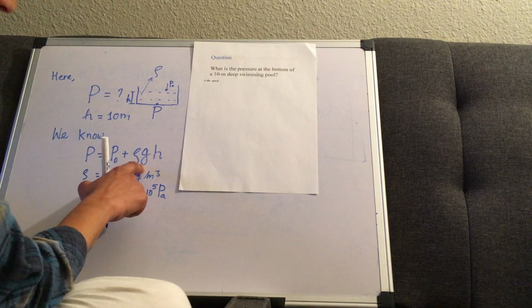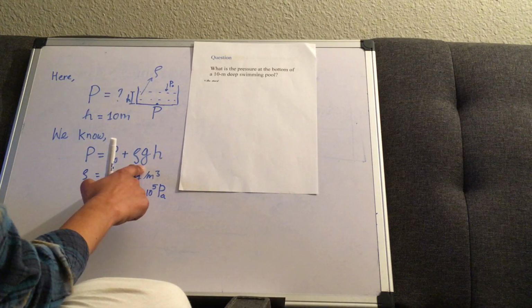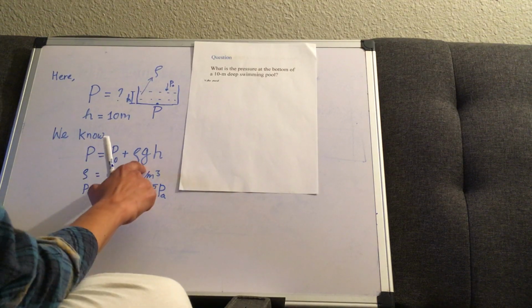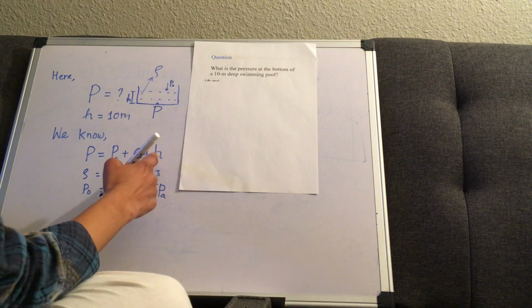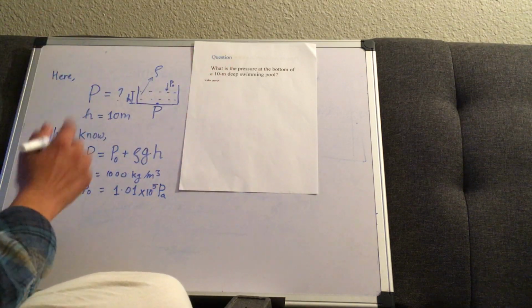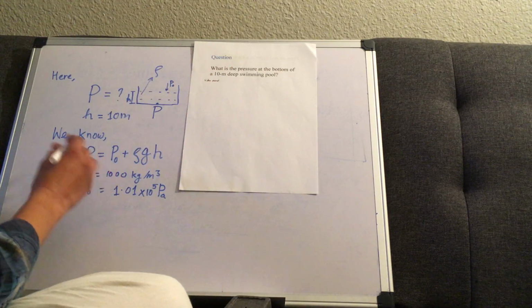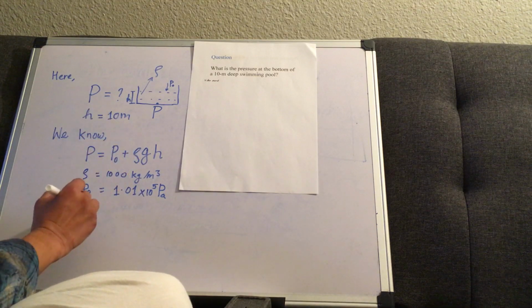Do you guys know what this g is? I hope you know by now, right? That's the acceleration due to gravity. So you guys know the value of that g. We are given it. Now see, it's easy. So now let's just substitute all these known quantities and find out this unknown.